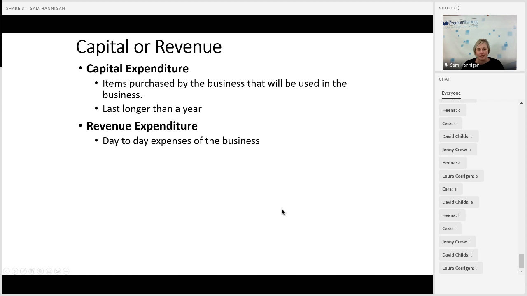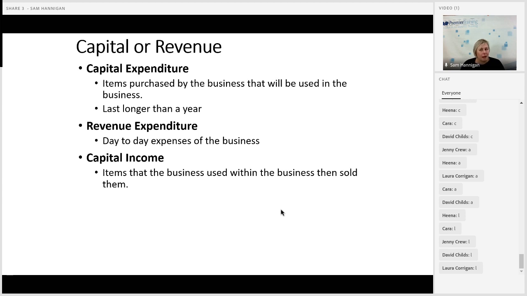Revenue expenditure means it's the day-to-day costs of running a business. So wages, light, heat, telephone, rent, rates, insurance, whatever. Anything that it costs you to run the business regularly is revenue expenditure.